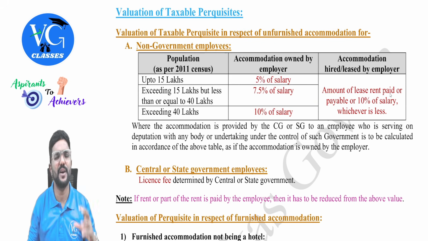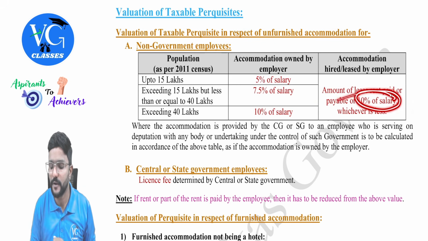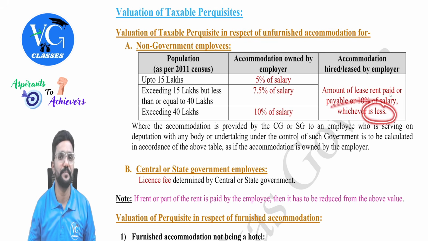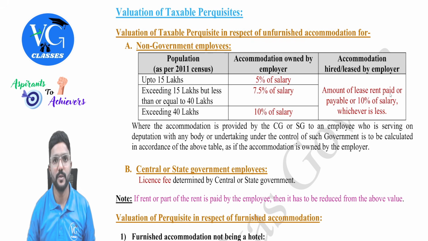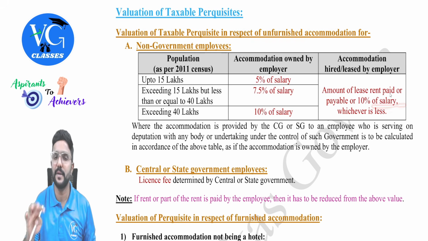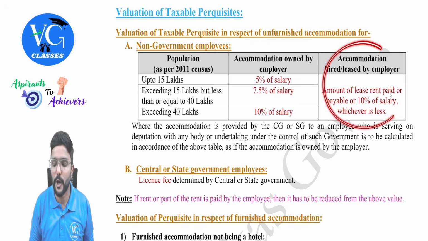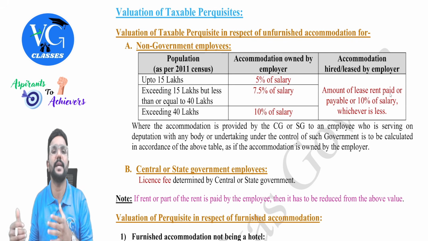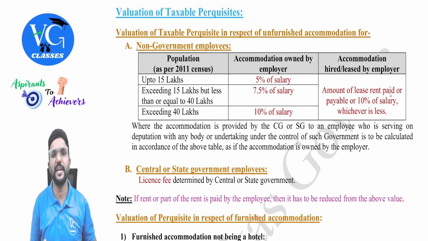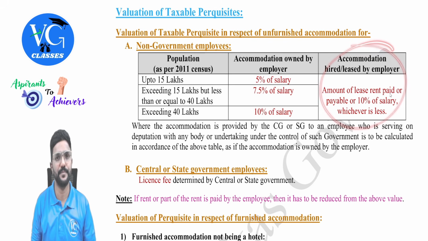Amount of lease rent or actual rent paid by the employer or 10% of salary, whichever is lower. Whichever is lower. And what is salary for this purpose? I will cover it later. Don't worry. This is when accommodation is hired or leased by the employer. Irrespective of the population of the city, we need to take this.